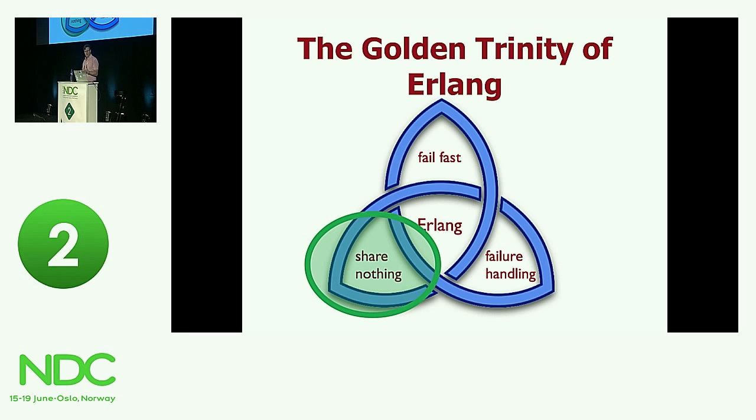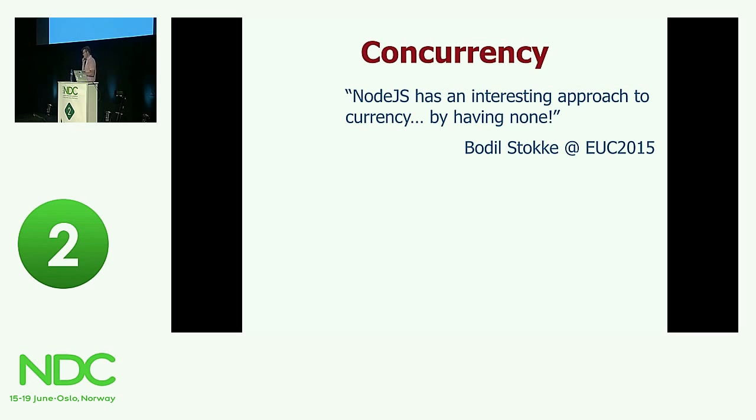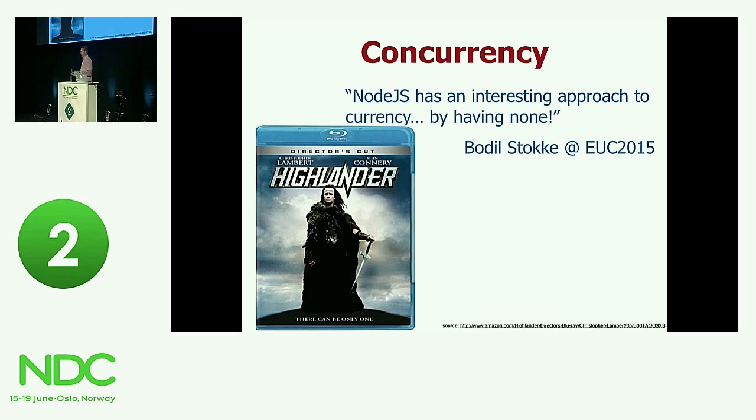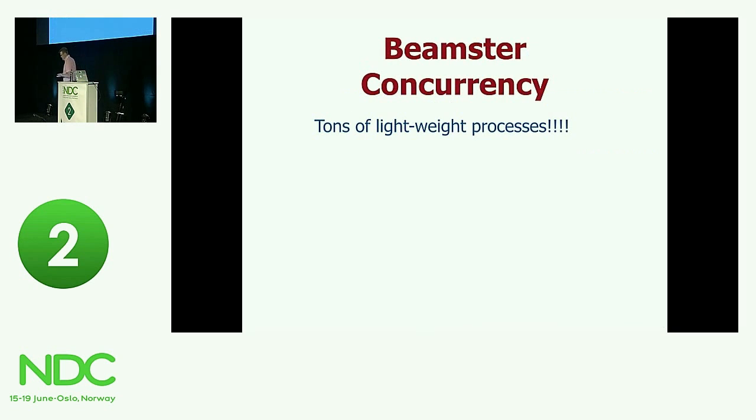And in order to understand the concurrency, we can talk about, and this was Bodil Stokke last week at the Erlang User Conference, Node.js has an interesting approach to concurrency by having none. And that's the kind of thing, because in Node, and also all the languages, there can be only one. There's one thread of execution, and that's what you have. That's not really concurrency. That's just callback hell. Beamster concurrency, meaning Erlang, Elixir, and everybody else, is that you have a ton of lightweight processes.